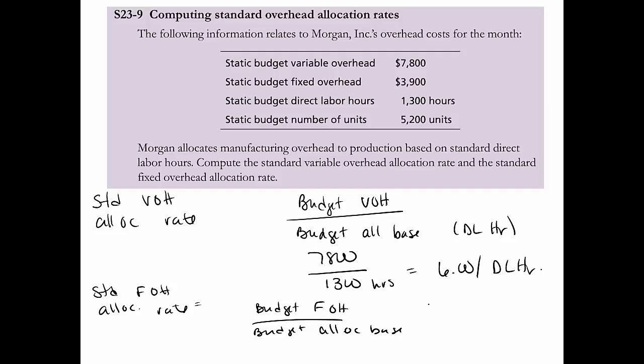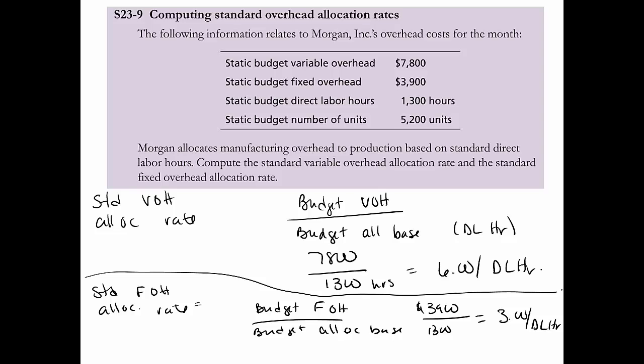So in this case, that is $3,900 divided by 1,300 direct labor hours, and so I get $3 per direct labor hour for fixed overhead. So these are my two allocation bases that I'll use for the next one.